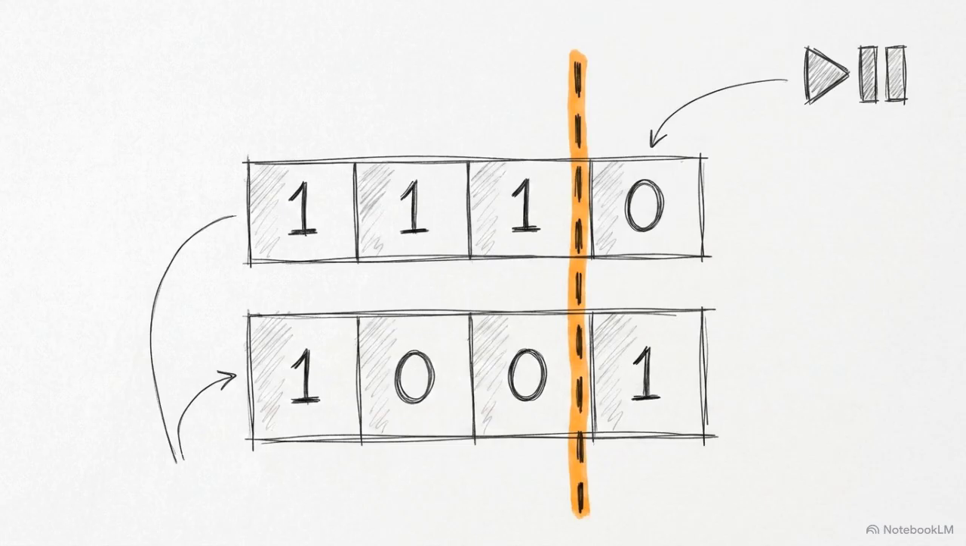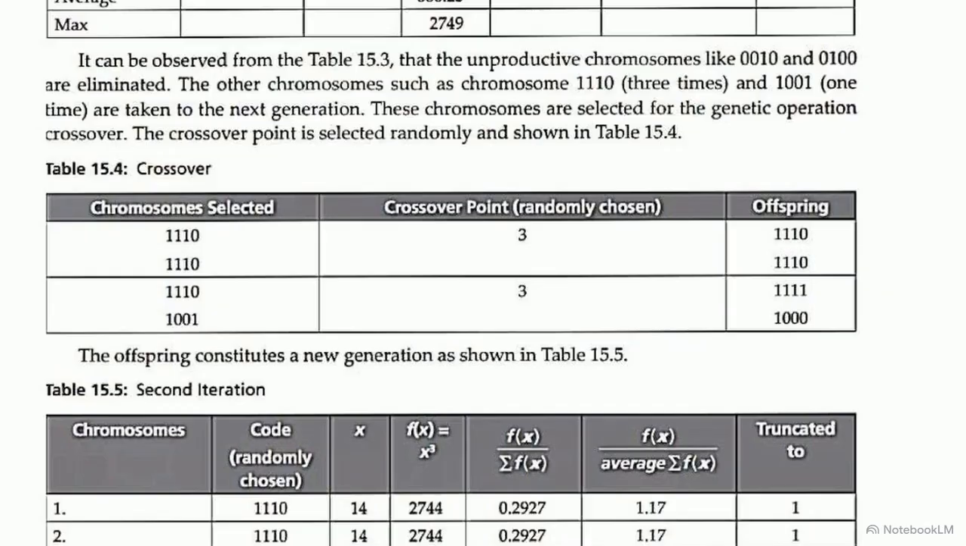Pause the video for a moment. Try to manually calculate a 1-point crossover at the 3rd bit, using parent strings 1110 and 1001. Checking Table 15.4, if we split both strings after the 3rd digit and swap the ends, the 0 and 1 trade places. The resulting offspring are 1111 and 1000.